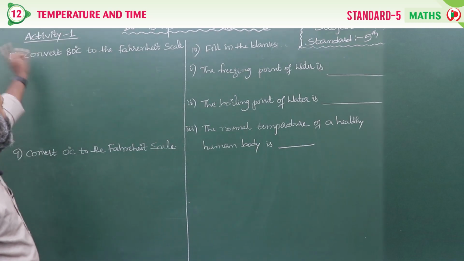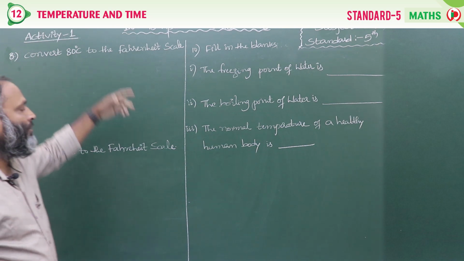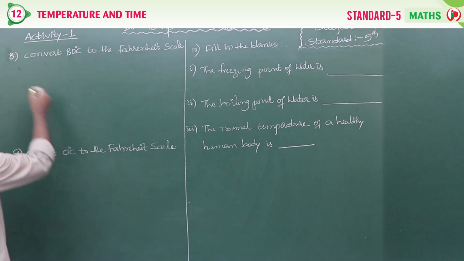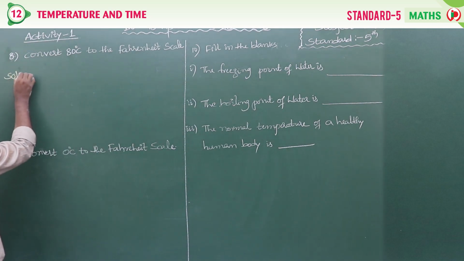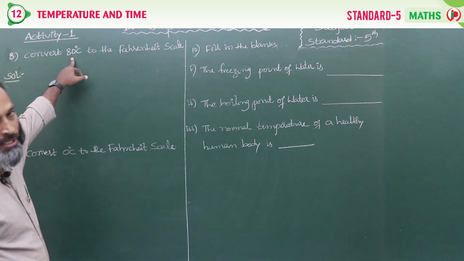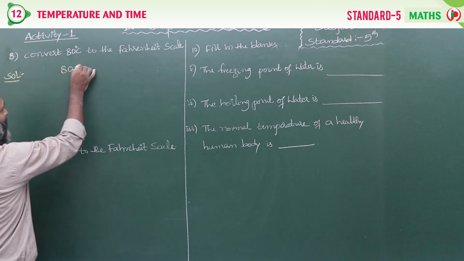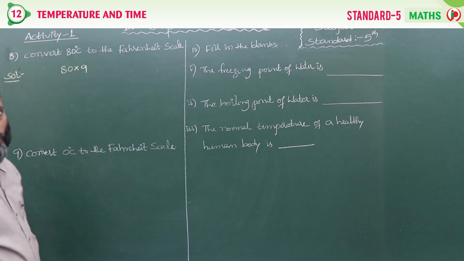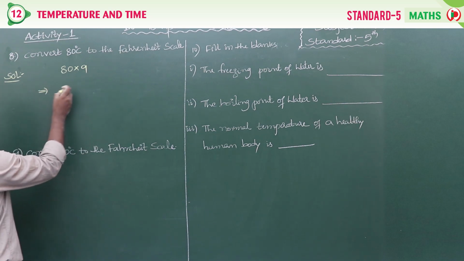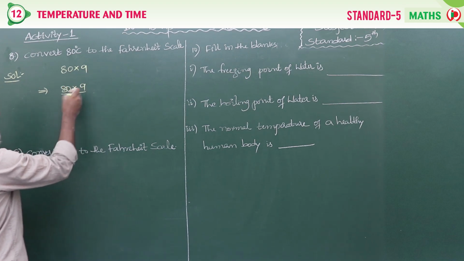Now see here. The first one: convert 80 degrees Celsius to the Fahrenheit scale. So how to convert degrees Celsius into Fahrenheit? Whatever the degree Celsius is given, we should multiply it by 9. 80 into 9. This product we should divide by 5.